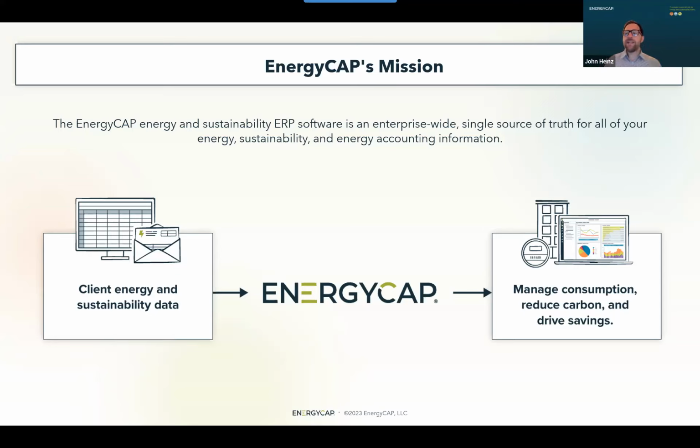From a very high-level macro view, our mission as a company is to provide technology-enabled solutions and software to allow you to get value out of your energy information. The design is to get your valuable energy and sustainability data into our suite of products and then get value out. You can better manage your consumption and demand, reduce your carbon, and help to drive savings. So that holistically is what the mission of our company is all about.